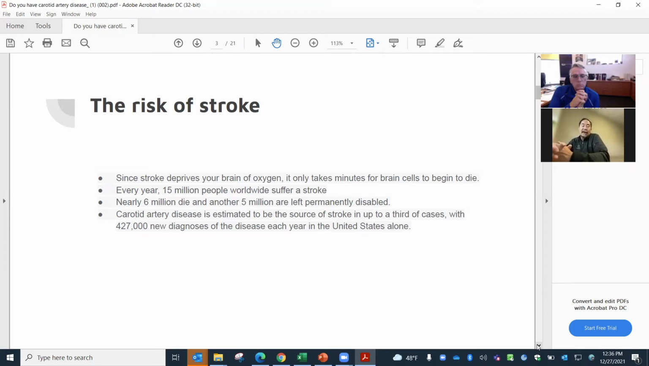So let's say you come in through the emergency room, or a friend comes in through the emergency room, and you have a stroke. One of the most important things to look for, other than taking care of the brain immediately, is to get a study of your carotid arteries to see if that's the cause of your stroke.